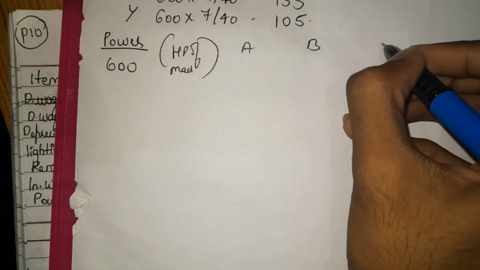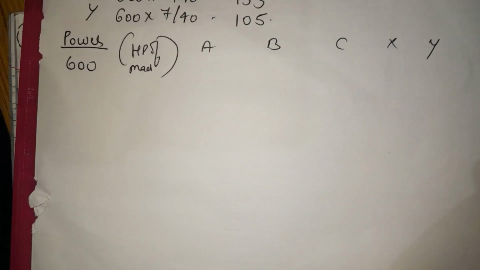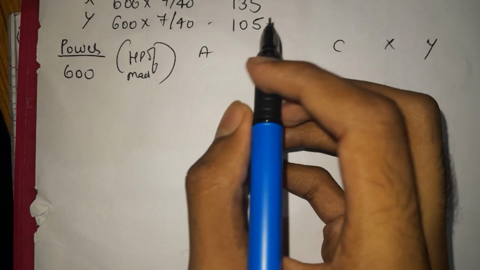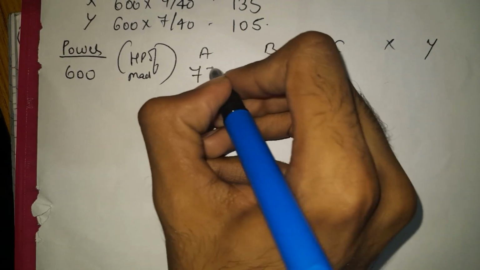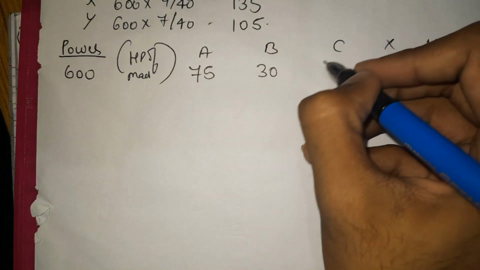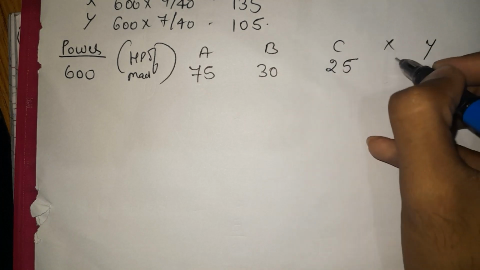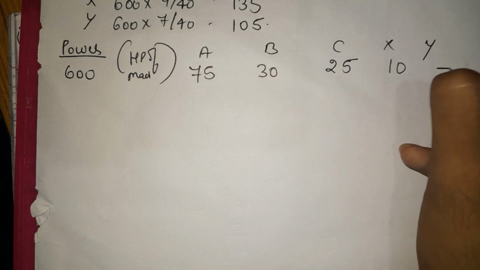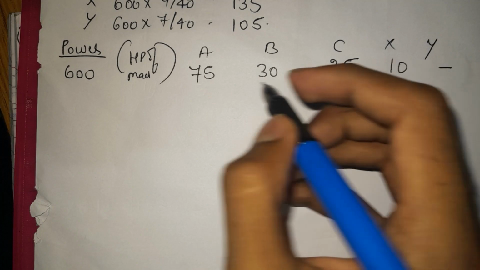So A, B, C, X and Y. A department horsepower of machine is 75. B department it is 30. C department it is 25. X department it is 10 and Y department they are not using any type of machineries.